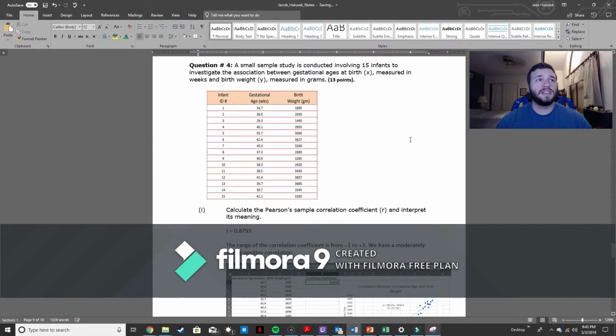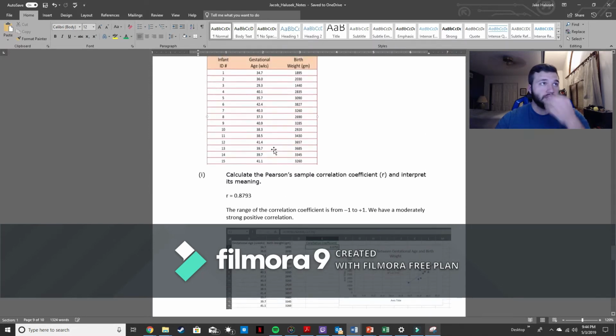A small study is conducted involving 15 infants to investigate the association between the gestational ages at birth, our X value, measured in weeks, and our birth weight, our Y value, measured in grams. So you can see all the data listed in our table: infant ID number listed 1 to 15, gestational age in weeks, and our birth weight in grams, all listed here.